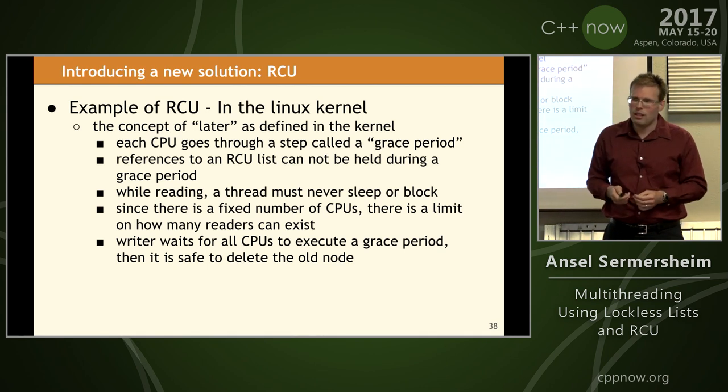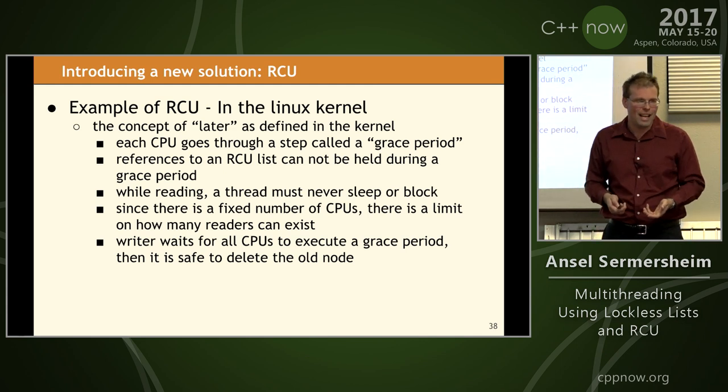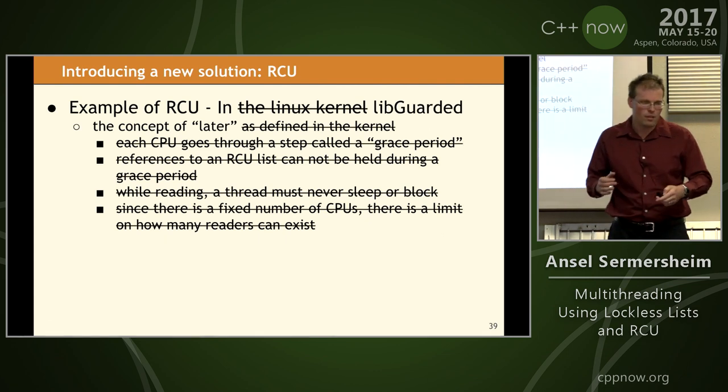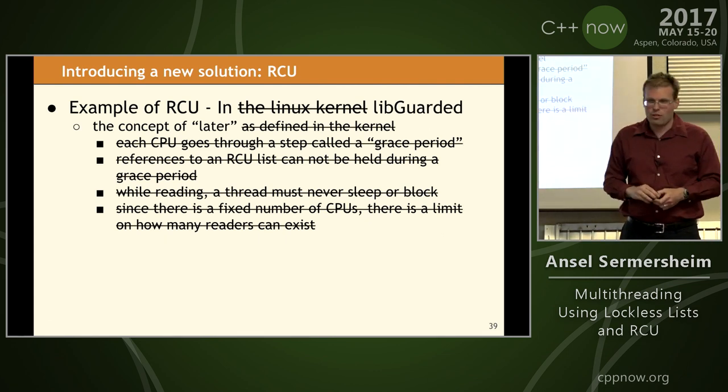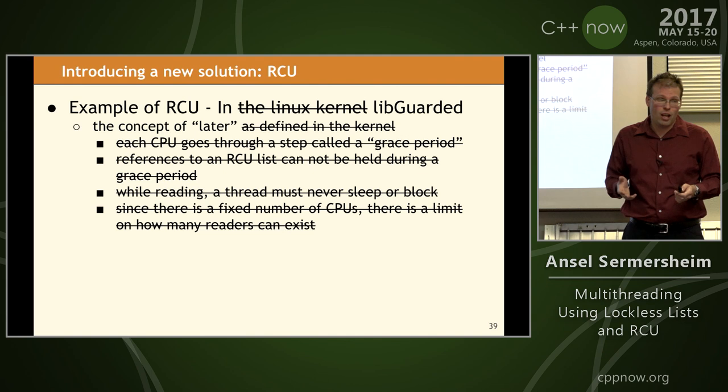So how do we implement this in libGuarded? Well, how many of these tools are available to us in a C++ user space library? Well, there's no grace period because we can't force every thread to do anything in particular at any time. We don't even know how many threads there are or what code they might be running, which means we can't enforce a time period over which references can't be held. And there's certainly no way to enforce that a C++ thread can't sleep or block.